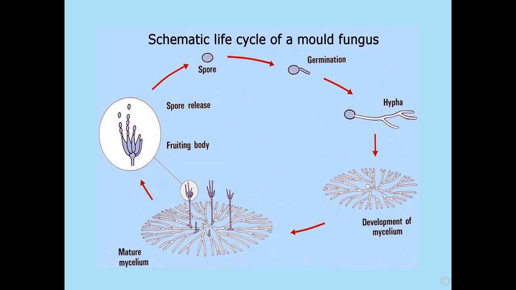Life cycle, same as any fungus basically. Start off at the top with a spore, lands on a suitable surface. If the conditions are right, it'll germinate, produces these very fine filaments, hyphae. They develop, and at some stage or another we will get a mycelium or fruiting body formed. Spores develop on that and they are released into the atmosphere.